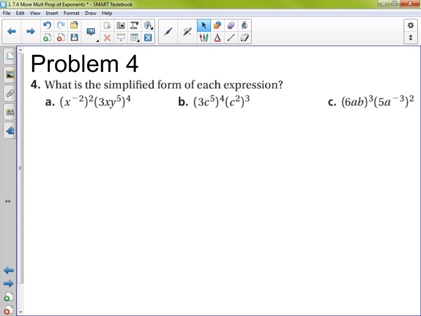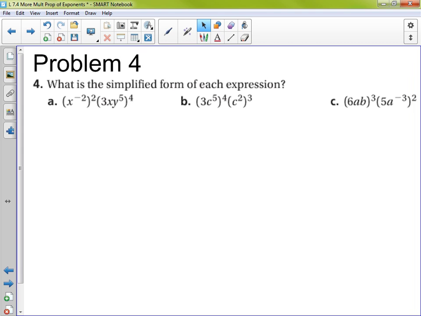Okay, problem 4 is a combination of everything that you've done so far. We're going to have some powers raised. Some of them are a power of a power, some of them are a product of a power, and you're going to multiply all of them together. This is where people start to get a little freaky. So if you just take it slow and calculate one step at a time, you should be fine.